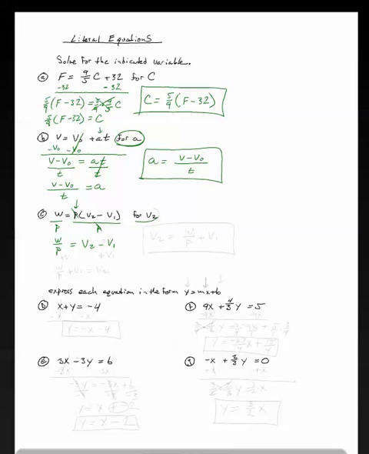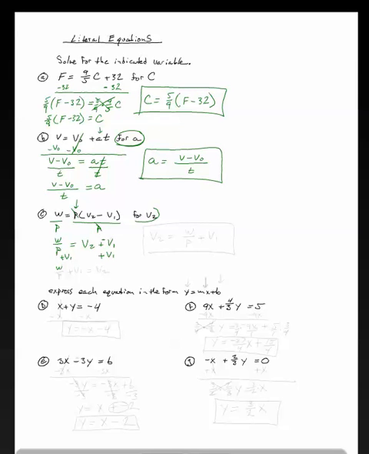Now I was asked to solve for v2, which means I need to get rid of v1. If I do my addition of the opposite, I see I have a negative v1. So what I need to do is add the opposite. So I'll add v1 to both sides.